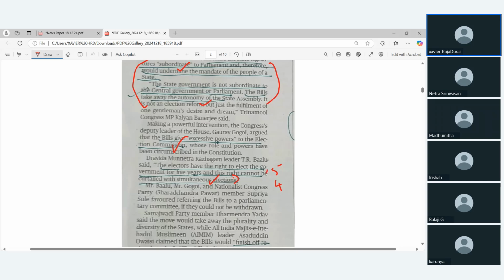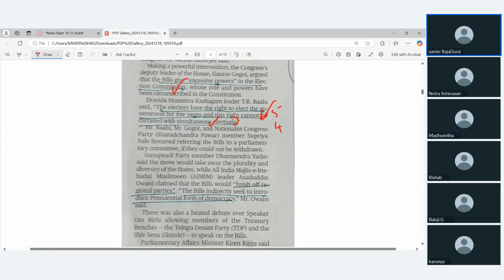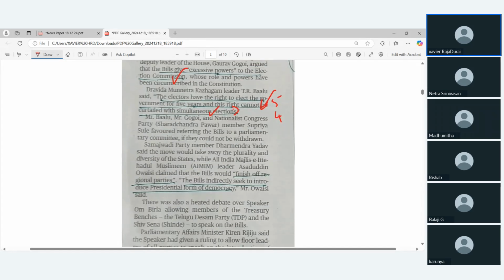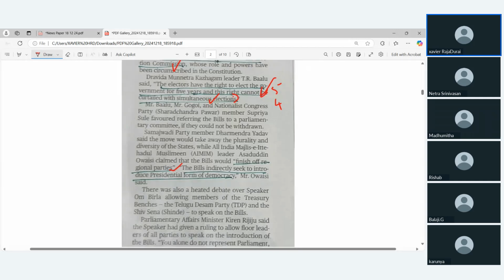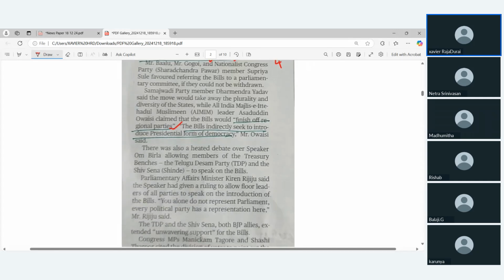So they are talking about the present situation. Then finish off regional parties, okay, that we discussed. And this is also a valid point.